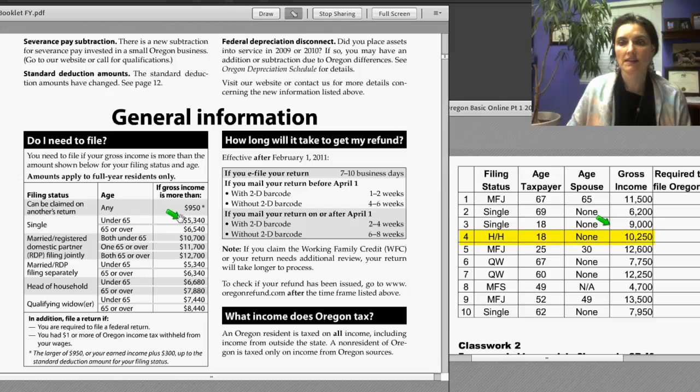Number 4, head of household, income is $10,250. Is this person required to file? We move over and find the head of household column. The answer is yes, needs to file when income exceeds $6,680.